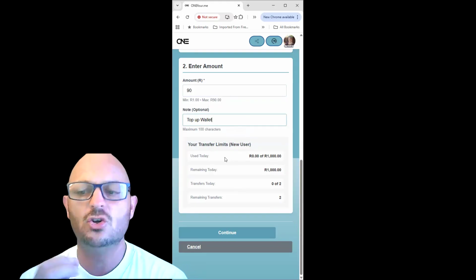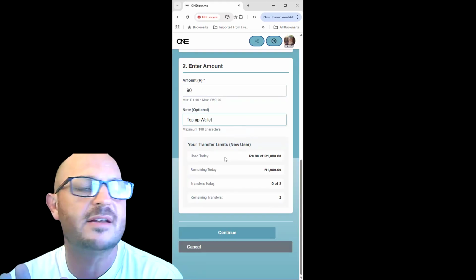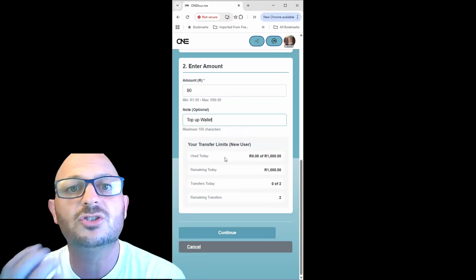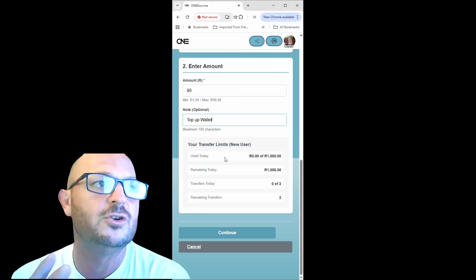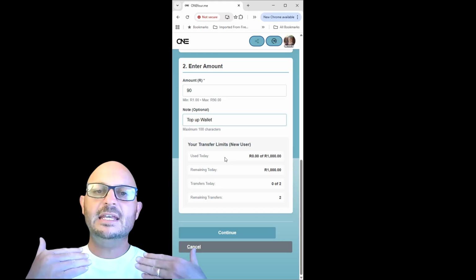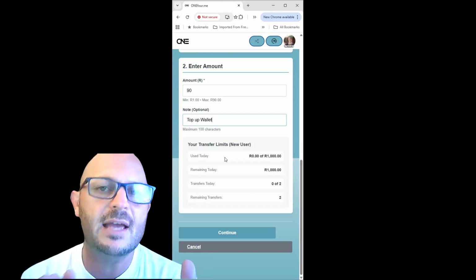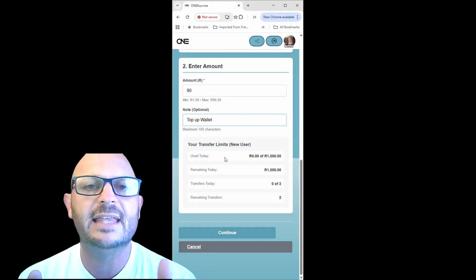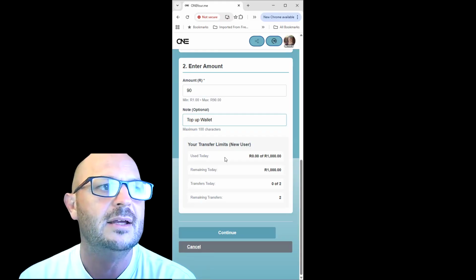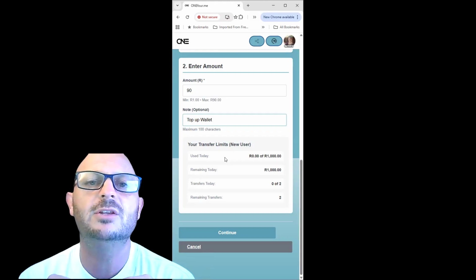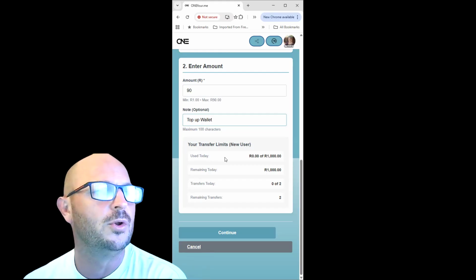There are limits to how much you can transfer. Your transfer limit for a day is 1,000 Rand. You've got 1,000 Rand that you can transfer per day, and you are only allowed to make two transfers per day. So if you want to transfer money into two accounts, you can do that in one day. But if you want to transfer money into three accounts, you can only do two for that day. Then you've reached the limit. You have to wait the next day to transfer the third one. So there are just a couple of limitations that I've put into place just to protect the system from being abused or from fraud.